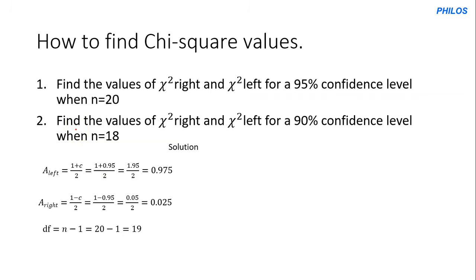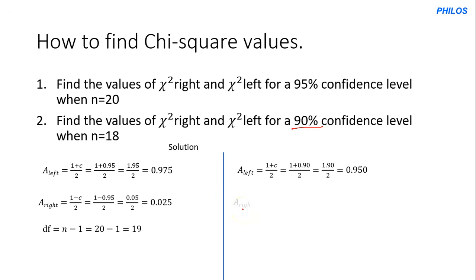So let's take the second question. The second question says, find the values of chi-square right and chi-square left for 90% confidence level when n is equal to 18. So to solve this, we find the area to the left, that will be 1 plus c divided by 2. So our c here is 90%, that's 0.9 or 0.90. So we have 1 plus 0.90 divided by 2, and that will give us 0.950.